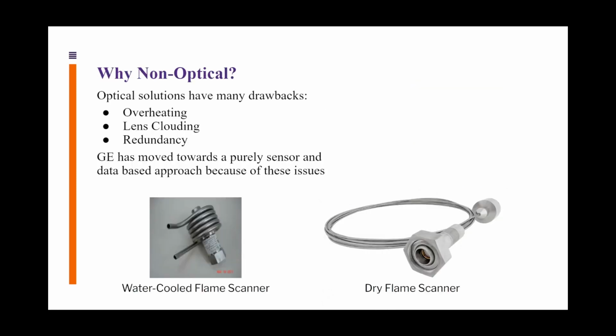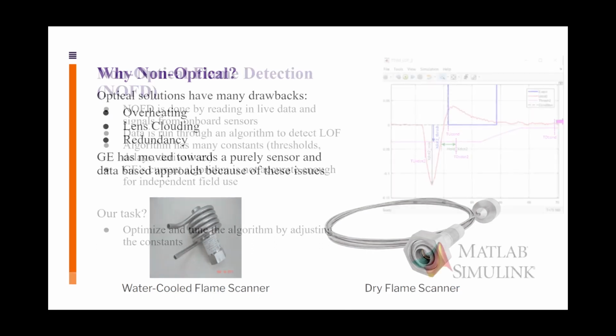However, optical solutions do have some drawbacks, one of which being overheating and lens clouding. So this directly impacts the performance of the optical sensors. And because of this, you have to have many of them, which means you have to have redundancy, which of course means increasing the complexity of the turbine itself. So because of these problems, GE has been moving towards a purely sensor-based approach.